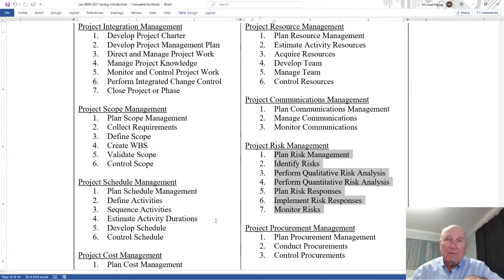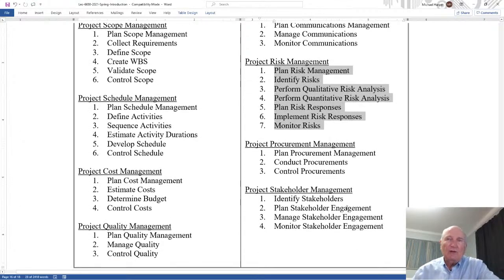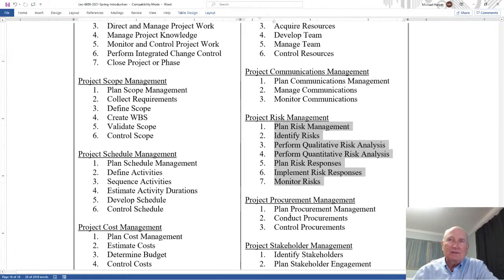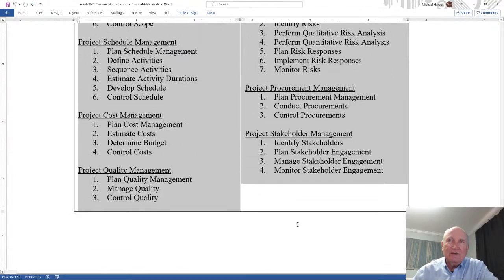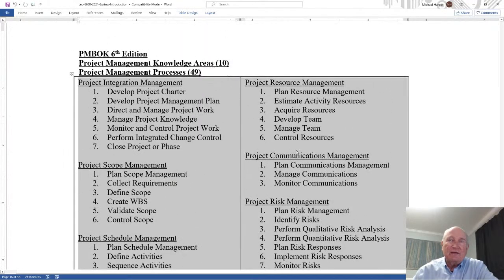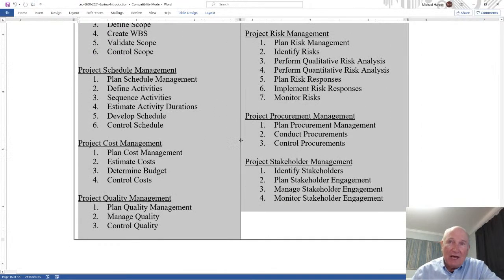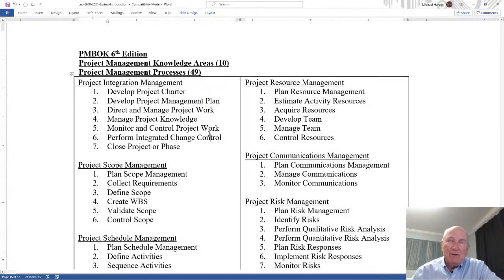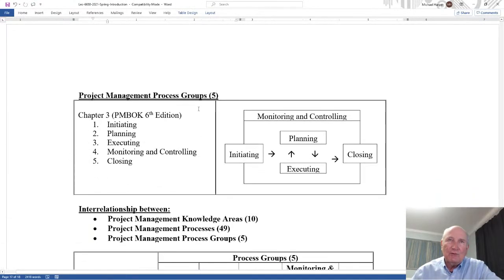The PMI, Project Management Institute, awards certifications. Well, you have to take exams on these areas. Well, this is kind of daunting. There's a lot of information here. There's actually 49 different processes, and each process can have multiple tools and techniques, okay? So there's a lot of material here, but they organize it into different processes and process groups.